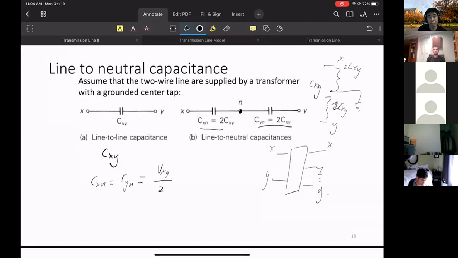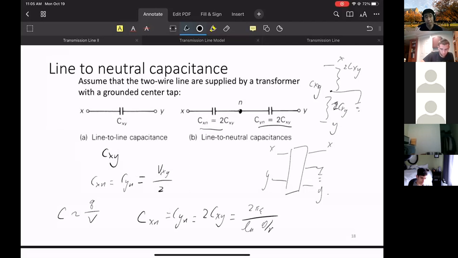So normally when you do this kind of center tap, you have the voltage on each side between Vxy, you reduce the voltage by 2. And since C is proportional to Q over V, when you reduce V by 2, then the capacitance goes up by 2, right? So the neutral capacitance is actually 2 times the capacitance between the two ends of the wire. And this is 2 pi epsilon over log of D over R, if you center tap this.